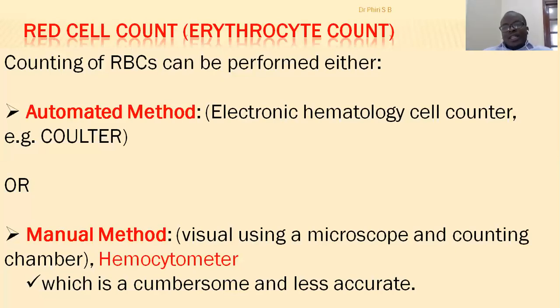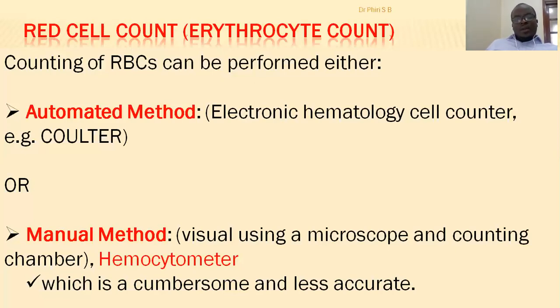For instance, you are posted to a rural area where this machine is not working. You don't have to wait for the government to fund that hospital to buy equipment. If you have the microscope and you can easily buy the diluting fluids, or you can make it yourself from normal saline, a combination of sodium chloride and distilled water, you can simply do that. So you don't have to wait until you have the automated machine for you to do a red blood cell count.